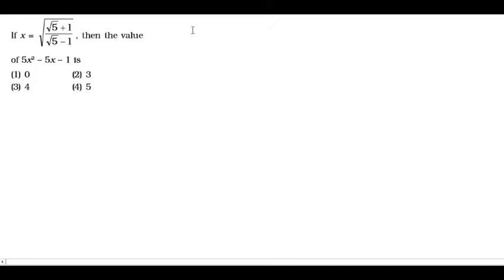If x is the whole root of root 5 plus 1 by root 5 minus 1, then what is the value of 5x square minus 5x minus 1? What do we do? Should we substitute this x value in here and try to solve it? That is very bad method. So we need to square on both sides. Okay, so that will be x square equal to root 5 plus 1 by root 5 minus 1.